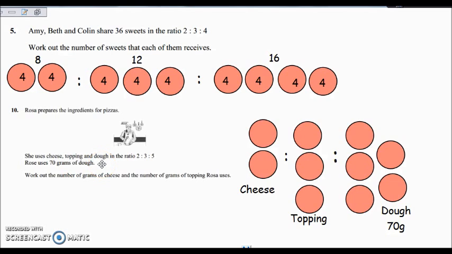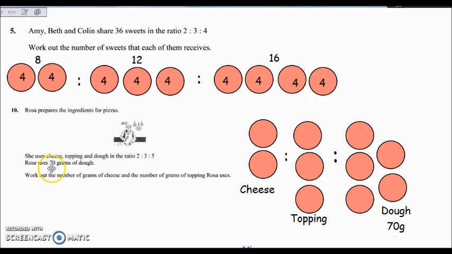So 3 ingredients there, cheese, topping and dough, in the ratio 2 to 3 to 5. And they come in the same order. So the first one is cheese, and I put 2 circles there to represent the 2. The middle one, sorry, was topping. That's got 3 circles. And the last one was dough, and that's got 5 circles.